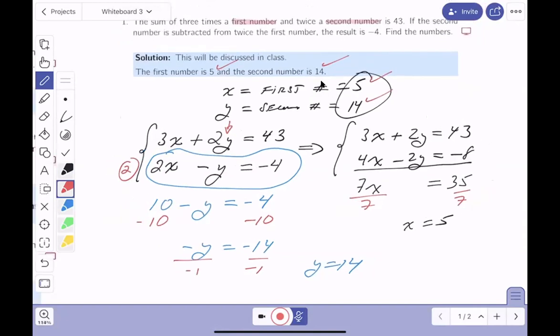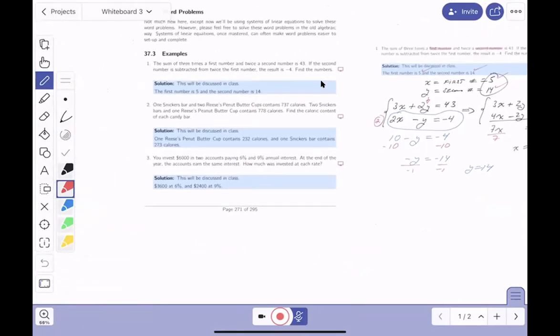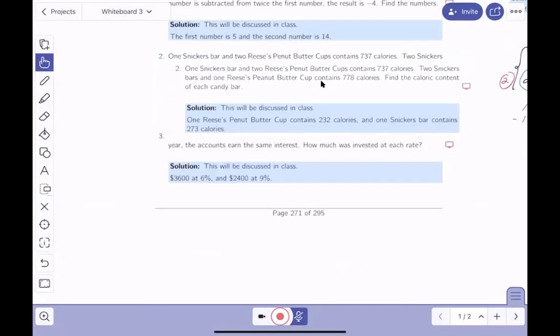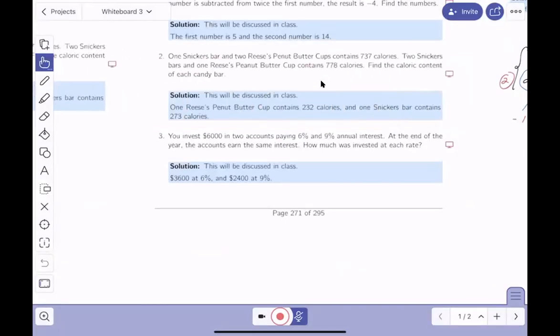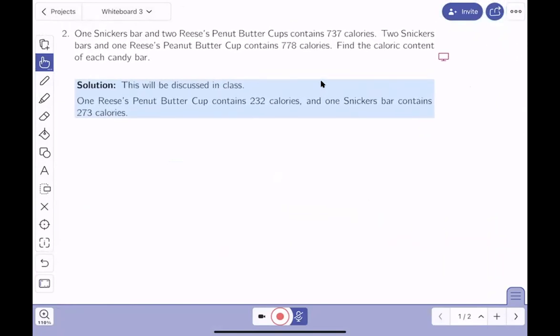Let's go to the next question, which would be number 2. All right, so look at number 2. Number 2 is right here. I'm going to pull it on the side for you. Let's just do number 2 now. This one says 1 Snickers bar and 2 Reese's peanut butter cups contain so many calories. 2 Snickers bars and 1 Reese's peanut butter cup contain so many calories.